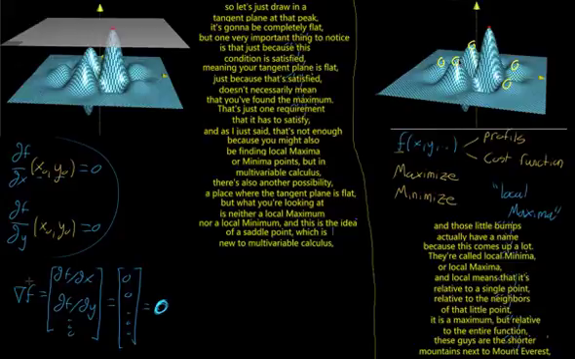Theta. Now let's take the partial with respect to theta. The partial of this with respect to theta is negative r sine of theta. The partial of this with respect to theta is r cosine theta. And the partial here, this is 0, and then this would be negative r sine theta.